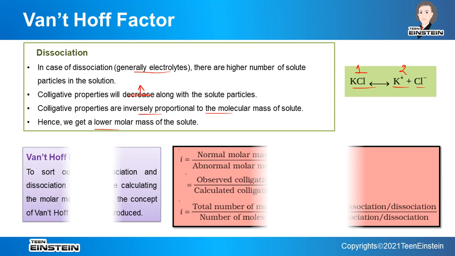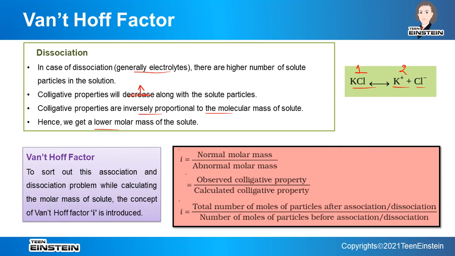To remove the problem, there is one factor which we introduce, known as the van't Hoff factor. To sort out this association and dissociation problem, when we calculate the molar mass of the solute or the colligative property, not always molar mass, then we have to introduce this i factor. So what is i? i can be expressed in any of these expressions: the normal molar mass, that is the actual molar mass, divided by the molar mass that we are getting, that is experimental.